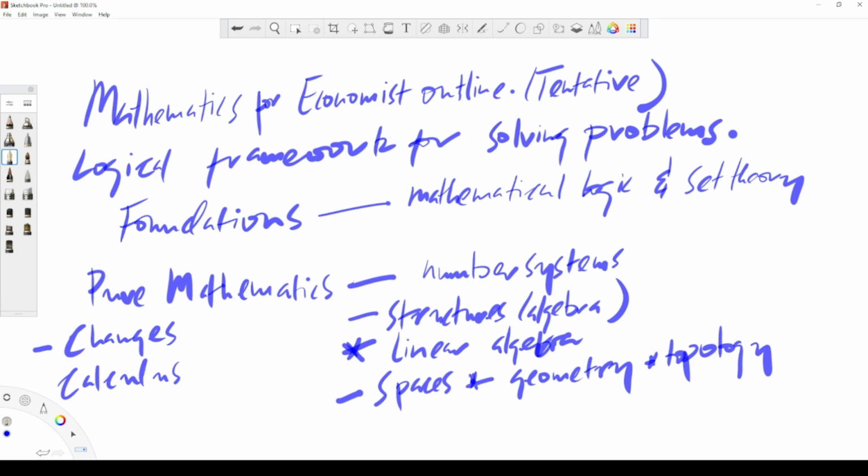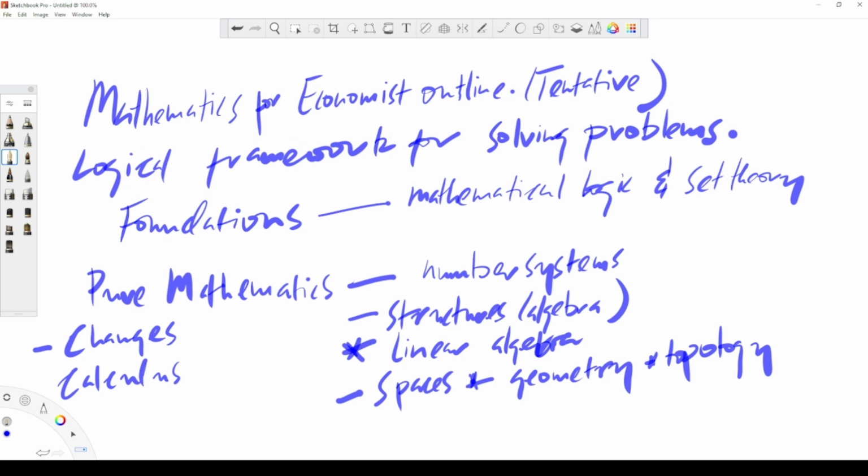And then calculus. For calculus, we'll look at calculus of several variables, and some of the derivative rules, like the chain rule, stuff like that. And optimization. Actually, optimization is applied mathematics, so we'll discuss that under mathematics for economists. We would definitely look at some optimization, and that's about it. This is just a tentative outline.